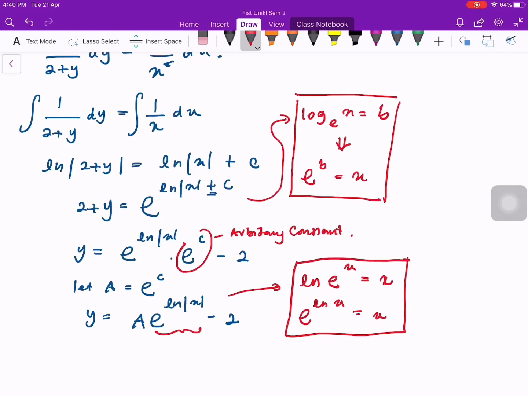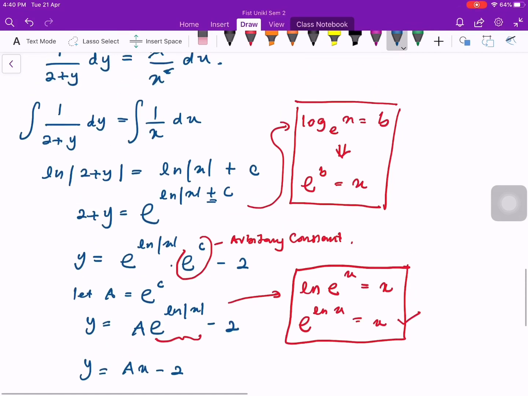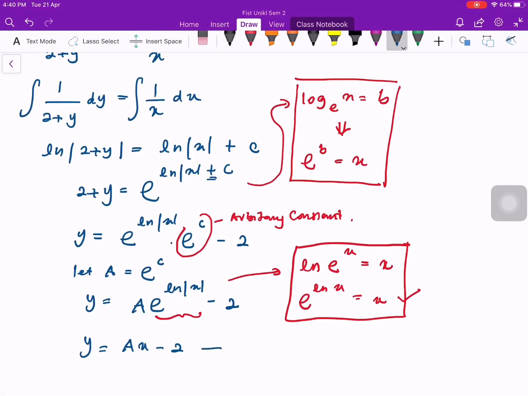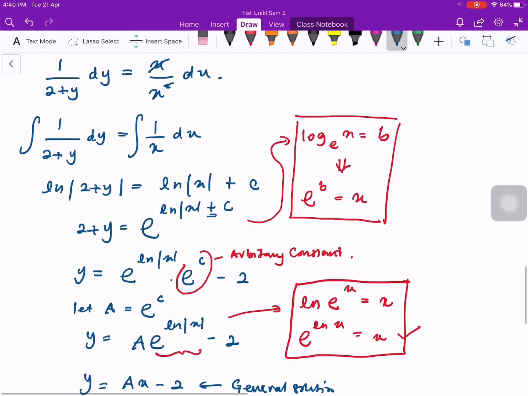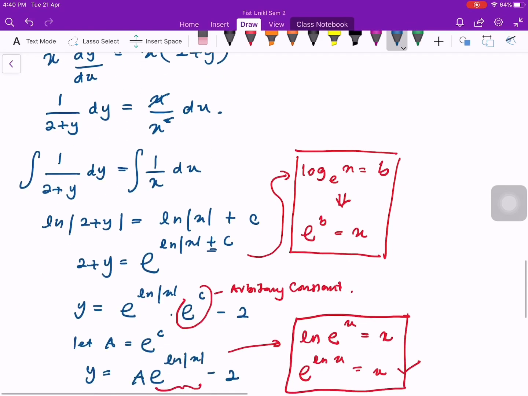So bermaksud dekat sini, e to the power of ln absolute x is actually on the second tips dekat sini. So bermaksud saya akan dapat y is equals to a x minus 2. Okay, so this will be my final solution ataupun general solution. Okay, general solutions of my differential equations x squared dy dx equals to 2x plus xy.